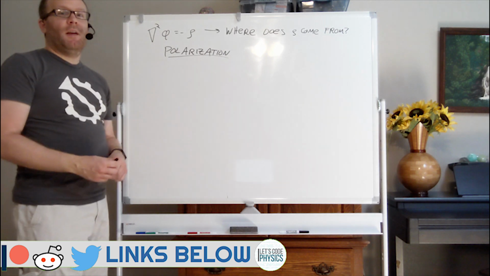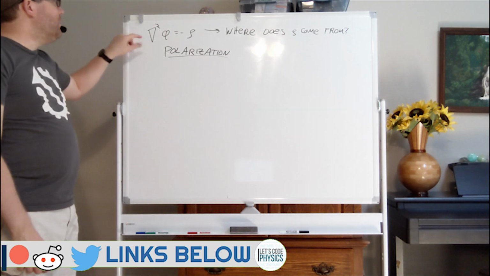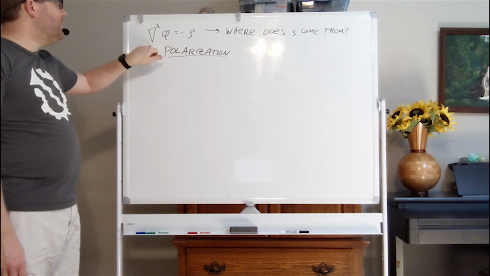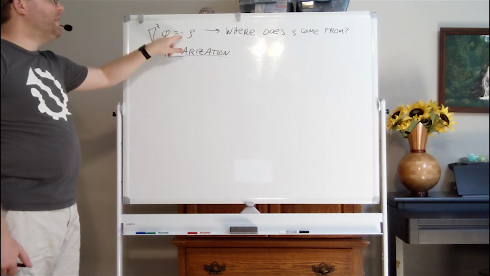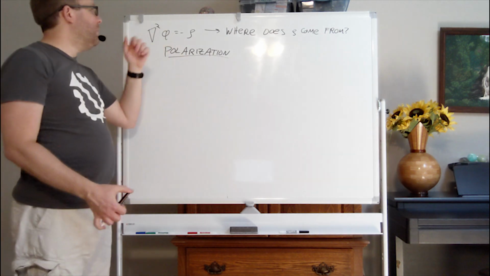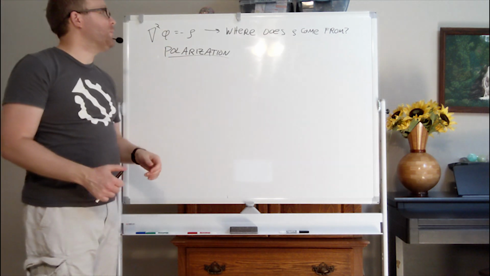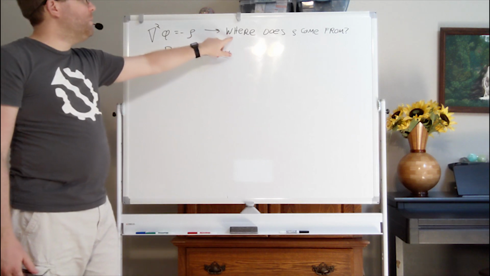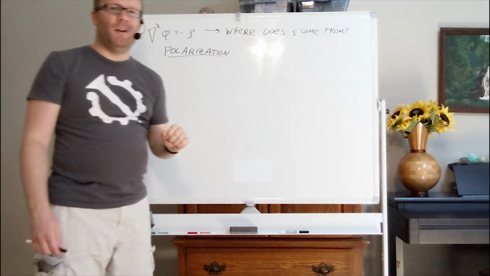All right, so for several episodes now, we've been looking at solving Poisson's equation, where the Laplacian of the electric potential is given by the negative of the charge density. We've got a pretty good idea now of how to work with this thing. We've done several problems with it. The question becomes, where does this rho actually come from?